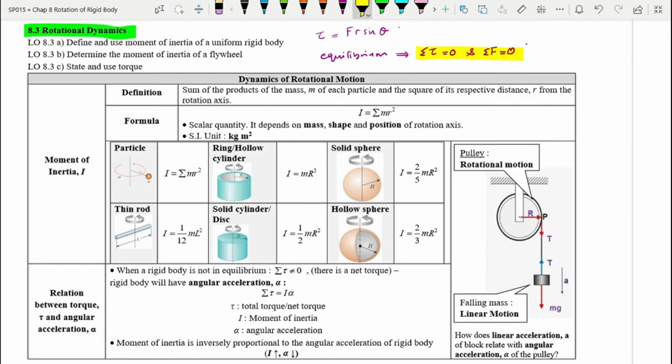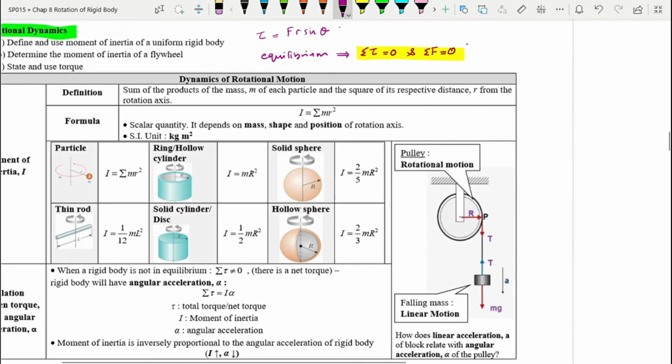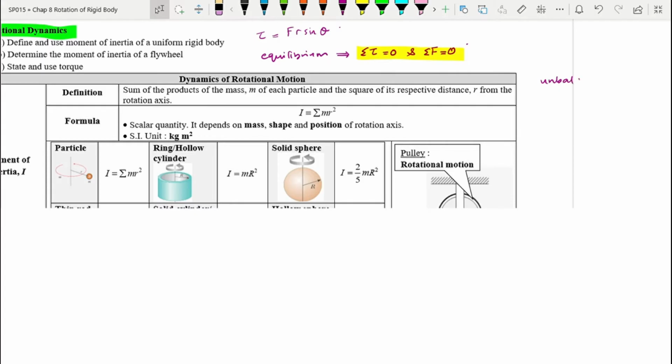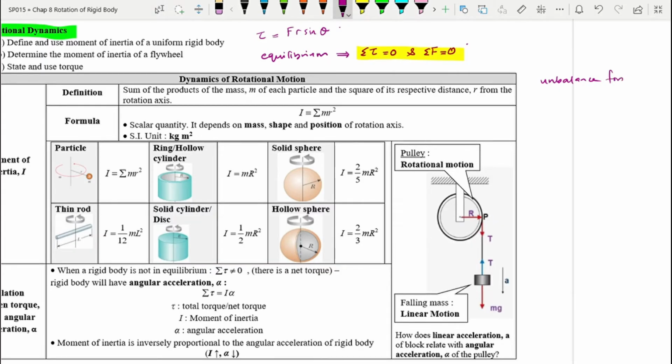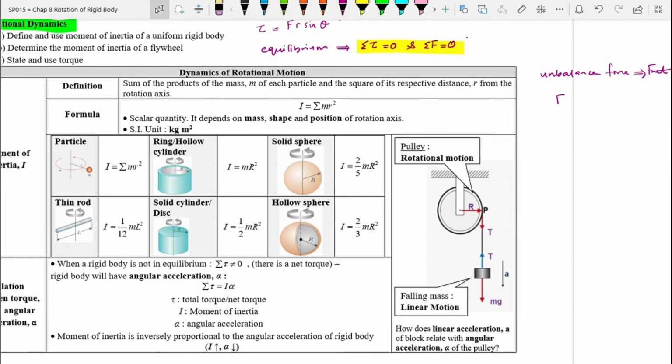Okay, so kita kena apply konsep di mana objek tu akan accelerate. So, dalam Chapter 4, okay, in linear motion, kita ada belajar tentang apabila objek tu is not in equilibrium condition, maksudnya dia akan ada unbalanced force yang acting on the object. So, unbalanced force merujuk kepada net force lah. Okay, so bila objek tu ada net force, according to Newton's second law, dia akan ada acceleration.